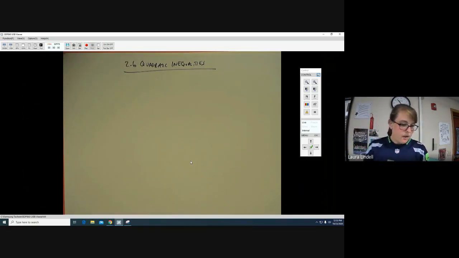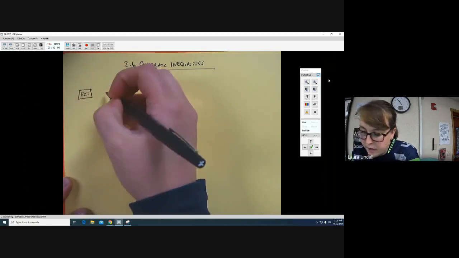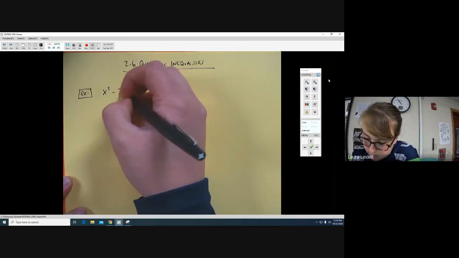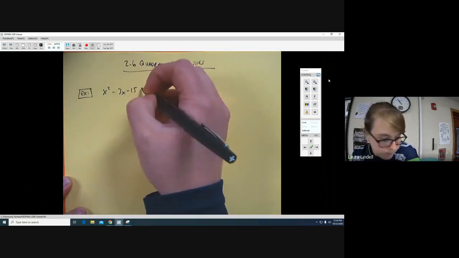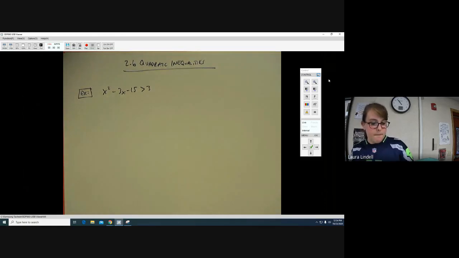Okay. So our first one, we're just going to go through these with an example to start with. A quadratic inequality is going to look something like this. You'll have x squared minus 3x minus 15 is greater than 3. So we'll see something like that.